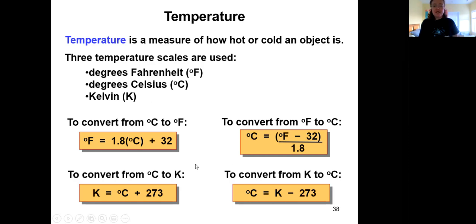To convert from degrees Celsius to Kelvin, it's not bad. You just add 273. And if you have Kelvin and need to get to degrees Celsius, you subtract 273. The thing that's really cool, degrees Celsius was designed based on water. So water will go from ice to liquid water at 0 degrees Celsius. And then water boils, that physical change from liquid water to gaseous water, occurs at 100 degrees Celsius.